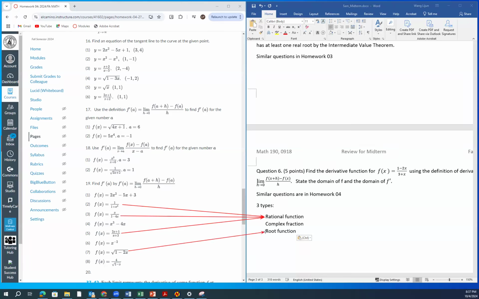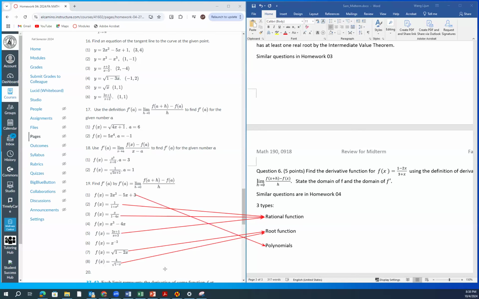Root functions. So this one is both, right? This is both. And do we have a complex function? No, we actually don't have a complex function. Lucky us. That's good news. But we do have a third type. The third type is the easiest type. Polynomial. Polynomials. So what are the polynomials? The polynomials are this one, right? That's a polynomial.